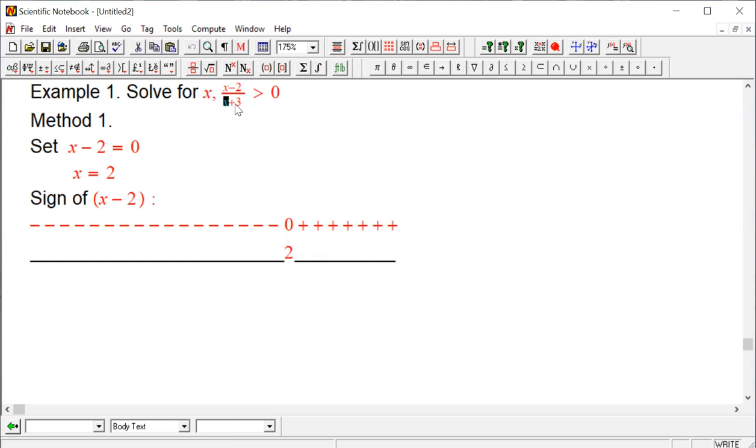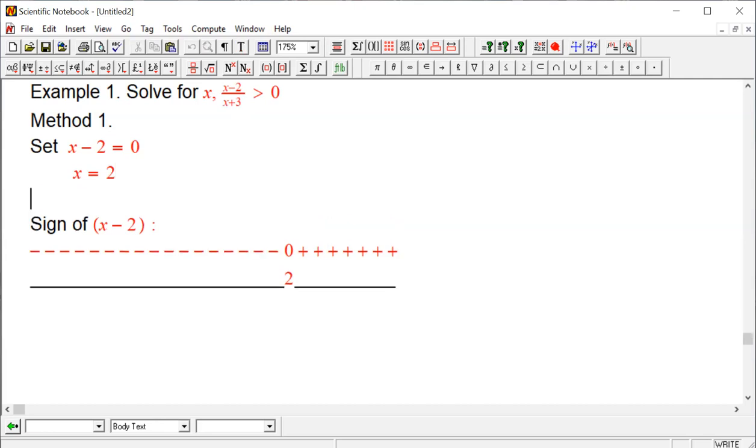So how about x plus 3? We are also going to set x plus 3 equal to 0.